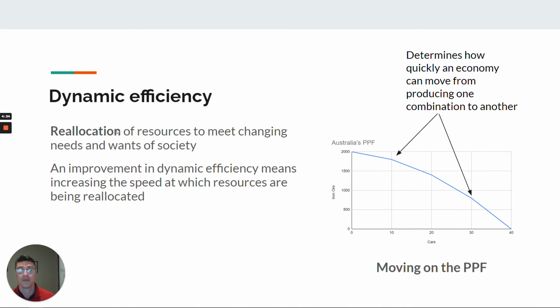Let's have a look at dynamic efficiency. Now, productive and allocative efficiency are by far the most common and the most important, but dynamic and the next one, intertemporal, are also important, but less common. Dynamic efficiency is how quickly we can reallocate resources to produce different things, to meet the changing needs and wants of society. Really, it's about how quickly we can reach allocative efficiency. So for example, the economy no longer wants carbon energy, they want clean energy. So how quickly can we reallocate resources to do that? Well, turns out quite slowly. So on the PPF, it's basically determining how quickly we can move from one point here to another point there.